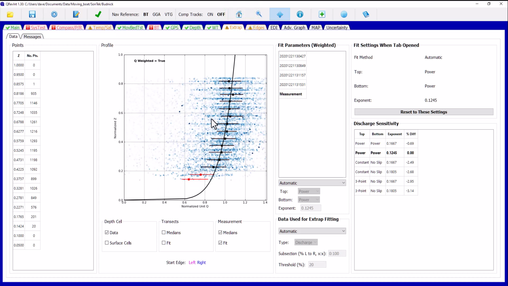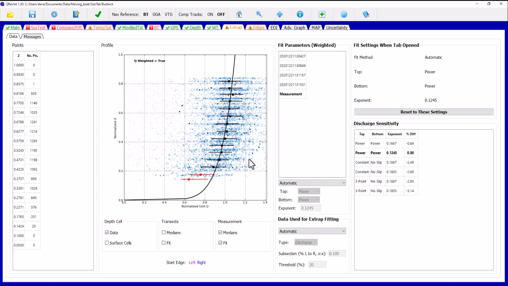The method used to automatically select a fit is based on empirical analysis and comparisons of the automatic fit to hundreds of measurements by experienced ADCP users. The automatically selected fit is not perfect and should be evaluated visually by the user, which is why the graph is front and center on this tab.